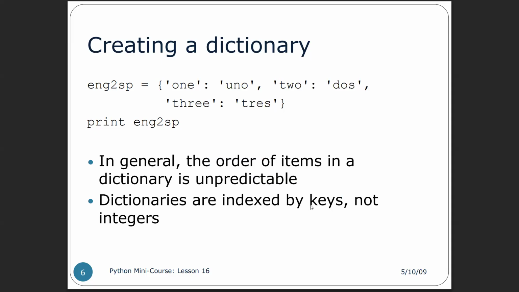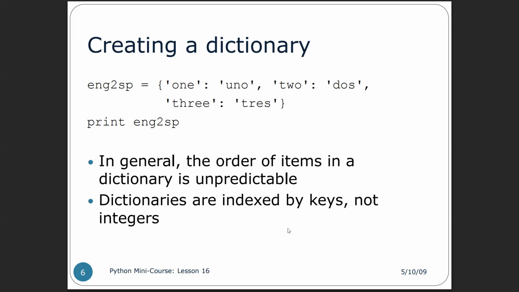Dictionaries are indexed by keys, not integers. It means that by using the keys only are we able to index this dictionary, but not by integers like lists and tuples. Coming to lists and tuples, we are indexing those data structures by integers. But coming to dictionaries, we are creating these indexes by keys, not integers. That is it.